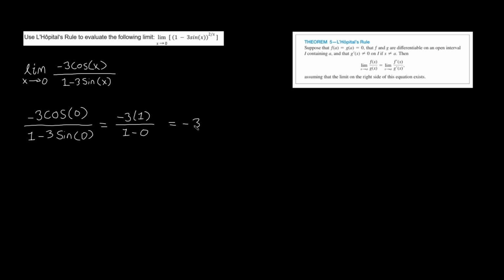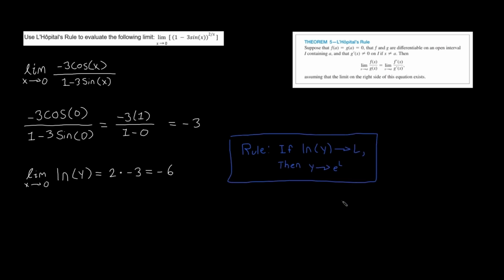But recall that there was a factor of 2, so we need to put back that constant. After we put back the constant, we get a result of negative 6. What we'll do now is undo the logarithm. The rule is if the natural logarithm of y approaches L, then y approaches Euler's number raised to the power of L. We're going to apply that rule now.